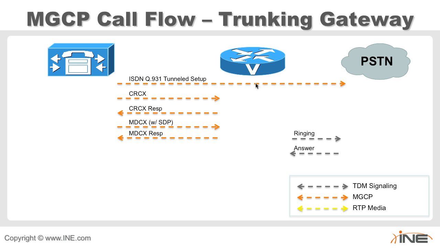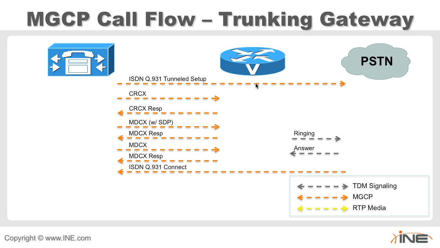We have ringing and answering. Then we tell it to do another modify connection and get a response to deal with any other information regarding the media. And then the layer 3 ISDN Q931 connect coming back from the PSTN. The RTP media, and then later when we're done, the delete connection and that response.